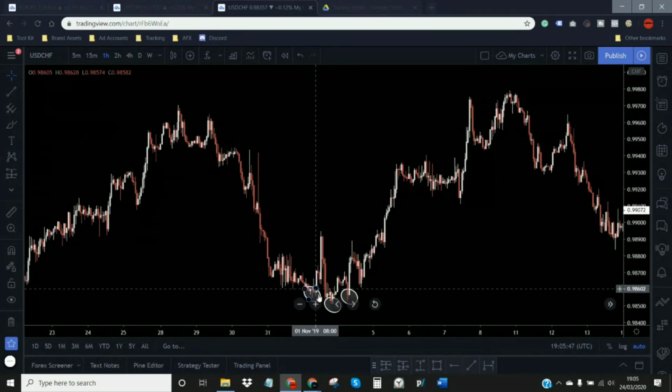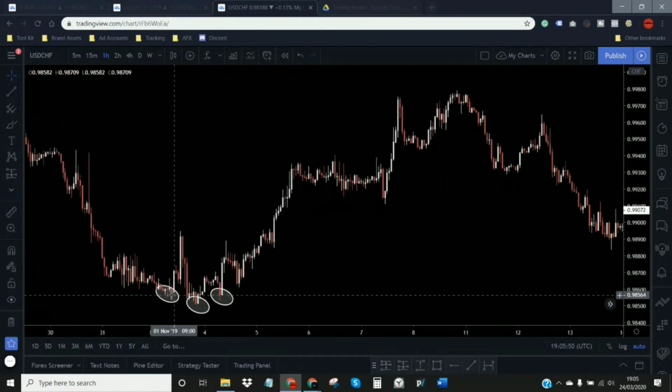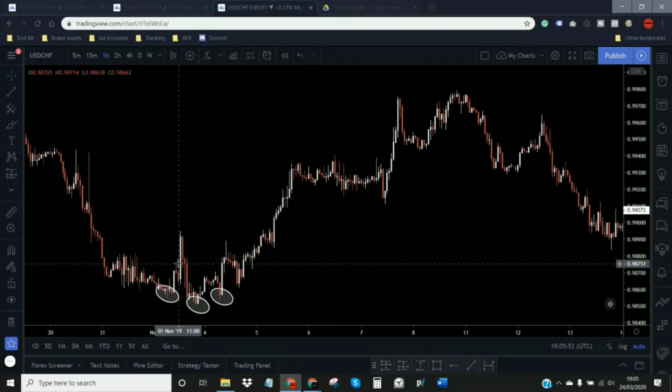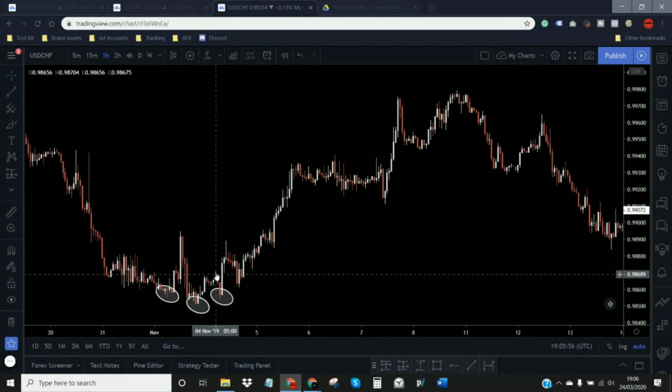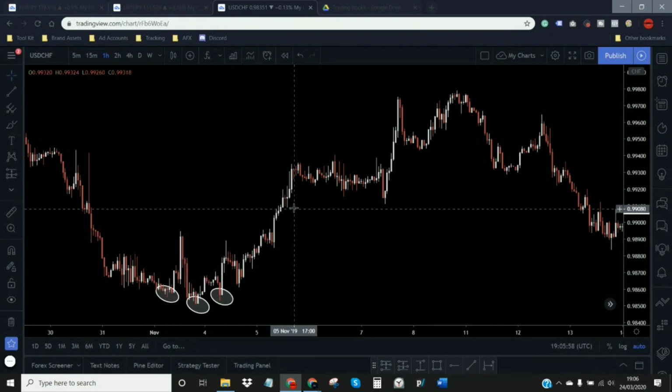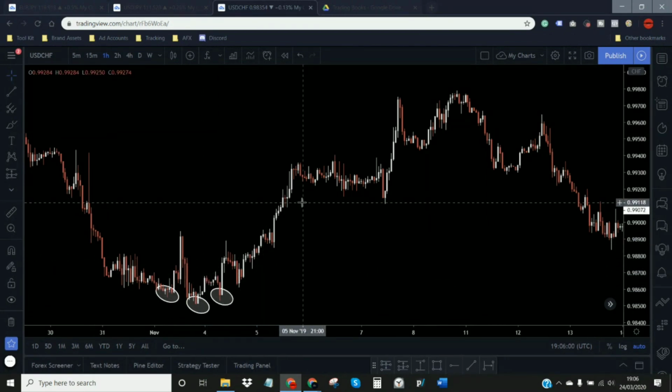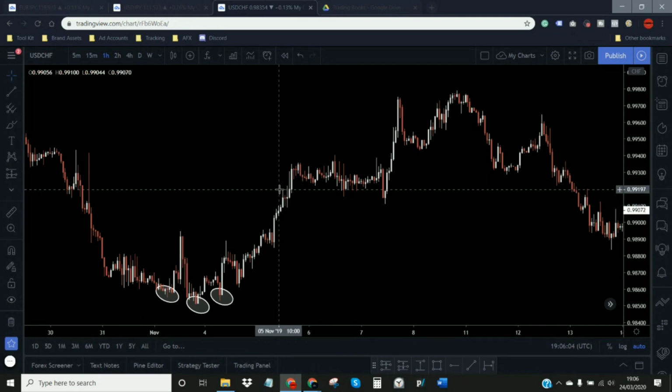And sometimes it does this as well. Sometimes the left one will be slightly higher than the second swing low, will go slightly deeper, and then the third swing low will be slightly higher again and move up. But usually the third swing low is higher than the first and the second swing low.